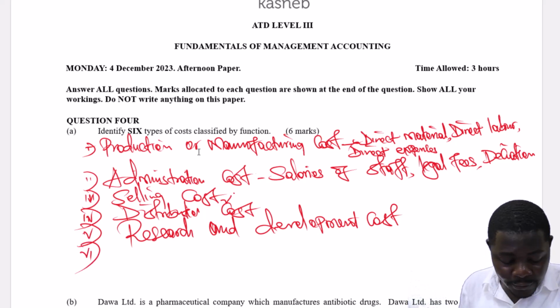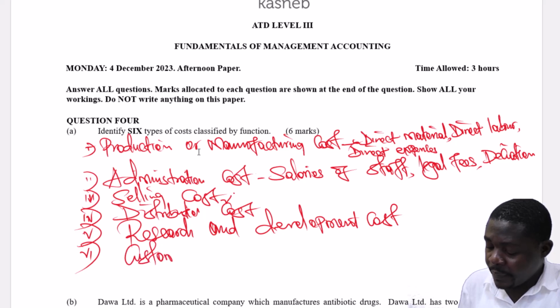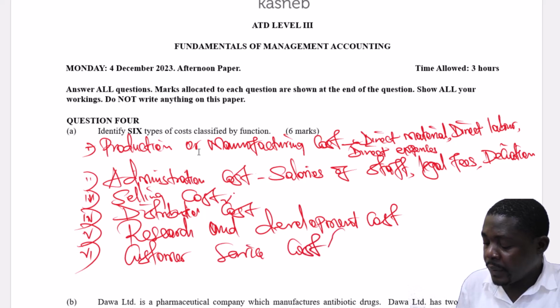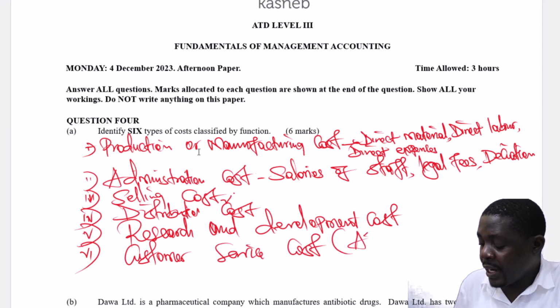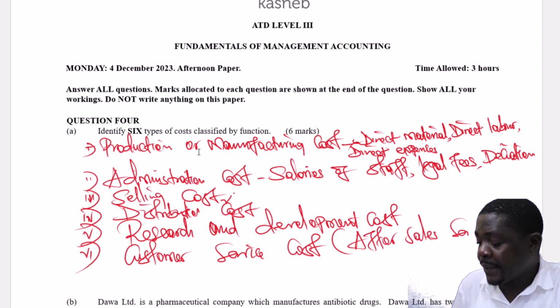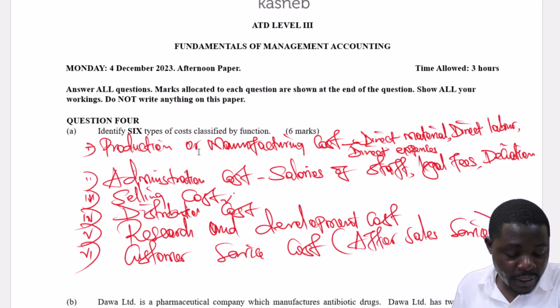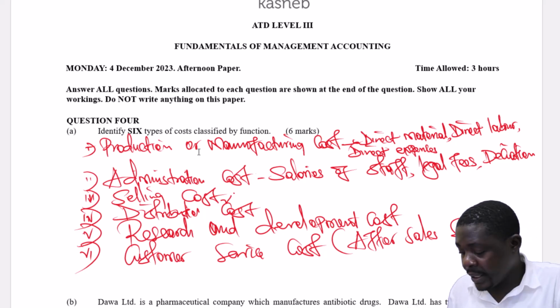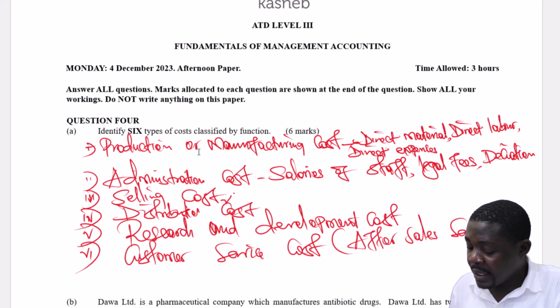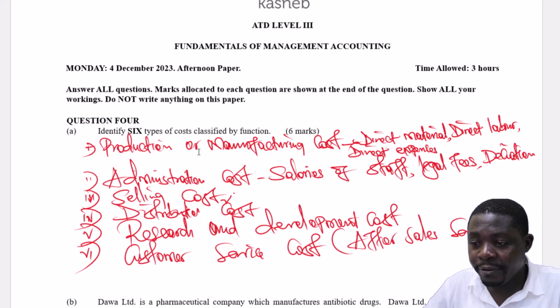Now next we can talk of customer service costing. In this case, we can as well refer to after sale service. After you have sold the product, now trying to find out how the customer is utilizing the product, we term it as customer service costing. Those are 6 types of cost classifications basing on the function.